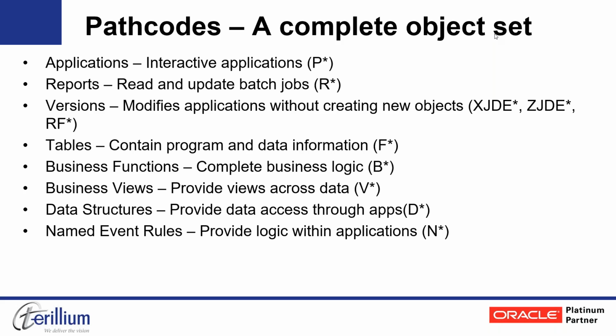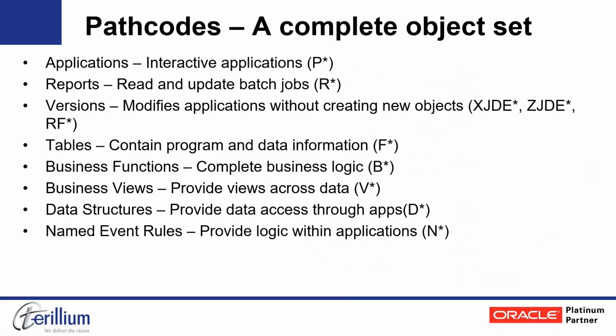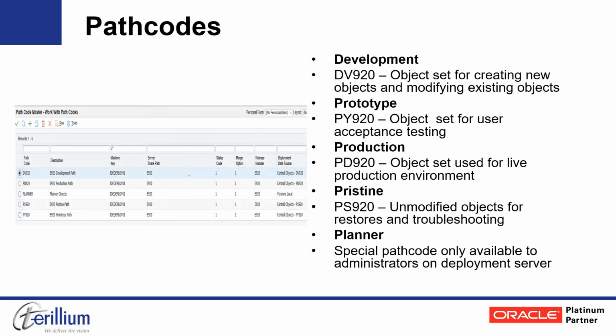When you put them all together, what you have is a path code. When we install JD Edwards out of the box, we end up with 4 path codes: the development path code, prototype, production, and pristine. So you're essentially getting 4 full copies of every object in the system.